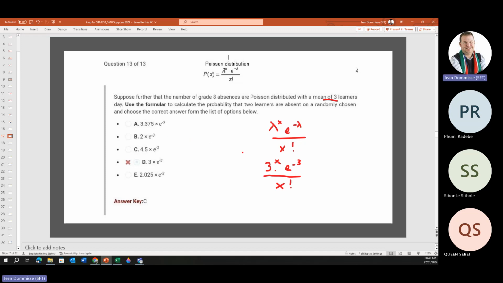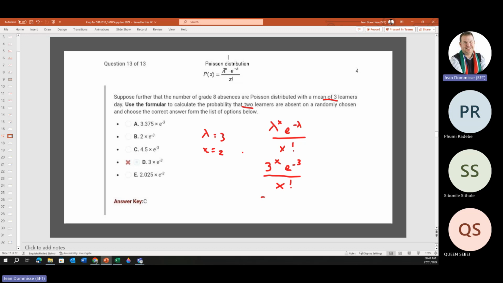So what I would have done is check, okay, we've got e to the power of -3. Unfortunately, all of them have it, so we can't really take any of them out yet. Use the formula to calculate the probability that 2 learners... Okay, so now at least we know that lambda was 3, and with that they tell us x is 2.